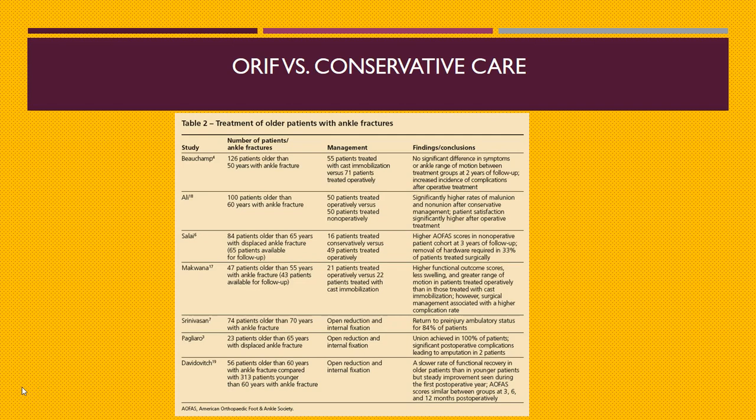The Pagliaro study was a small study, 23 patients over the age of 65 with displaced ankle fractures, all of whom underwent open reduction and internal fixation, with union achieved in all of the patients, and unfortunately, significant complications leading to amputation in 2 patients, which would be about 11%. The Davidovich study, 56 patients older than 60 with ankle fractures, compared fracture healing and outcomes in older patients versus patients younger than 60, all of whom underwent ORIF. As you'd imagine, there was a slower rate of functional recovery in the older patients. However, steady improvement was shown over time.